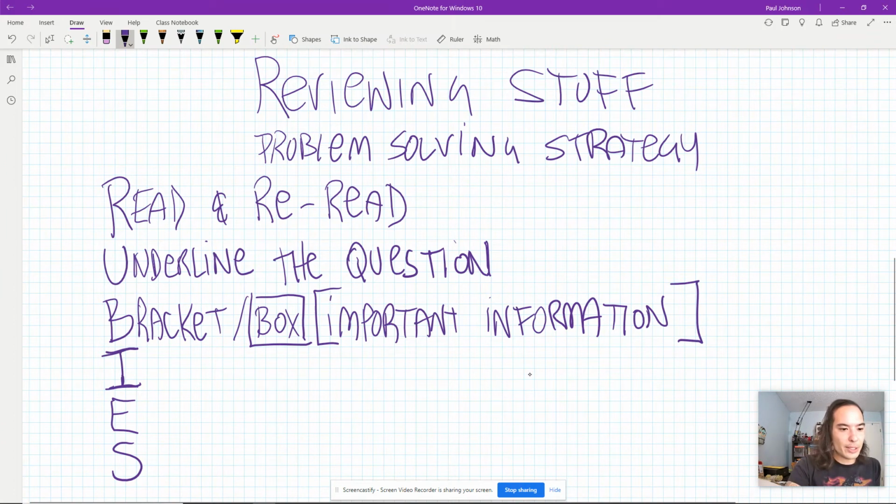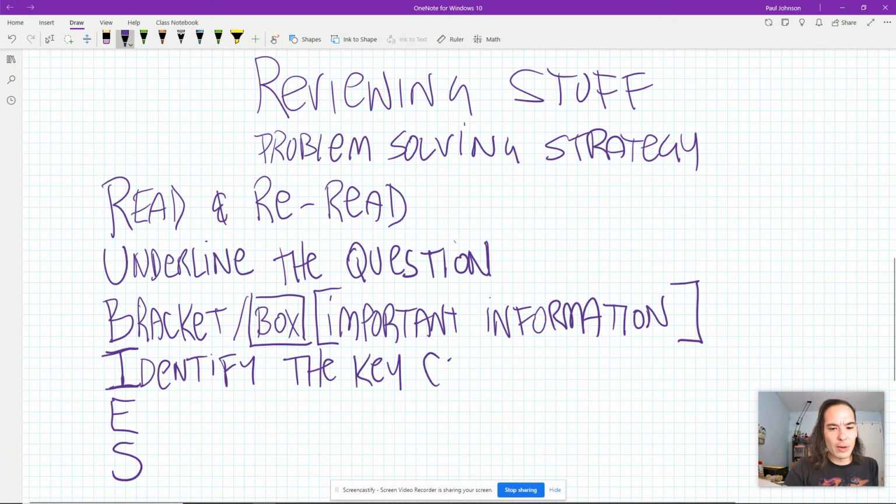The next thing you want to do is identify the key concept. So figure out, what is this problem asking me to do? Is it asking me to add whole numbers? Is it asking me to multiply fractions? Is it asking me to tell time? Is it asking me to calculate money? Right? Identify the key concept. What page of notes that you took in math would help you with that problem? Or what skill did you learn in math that will help you with that problem?